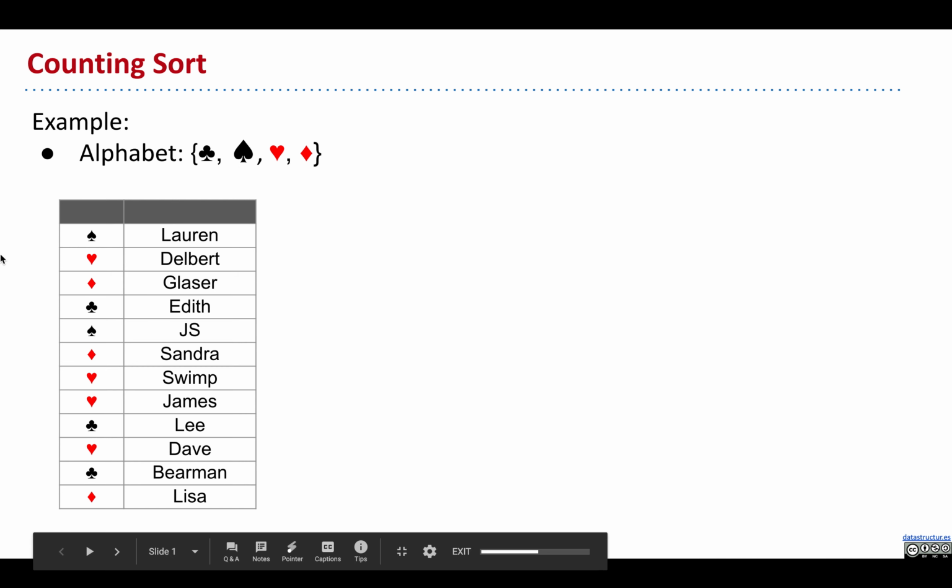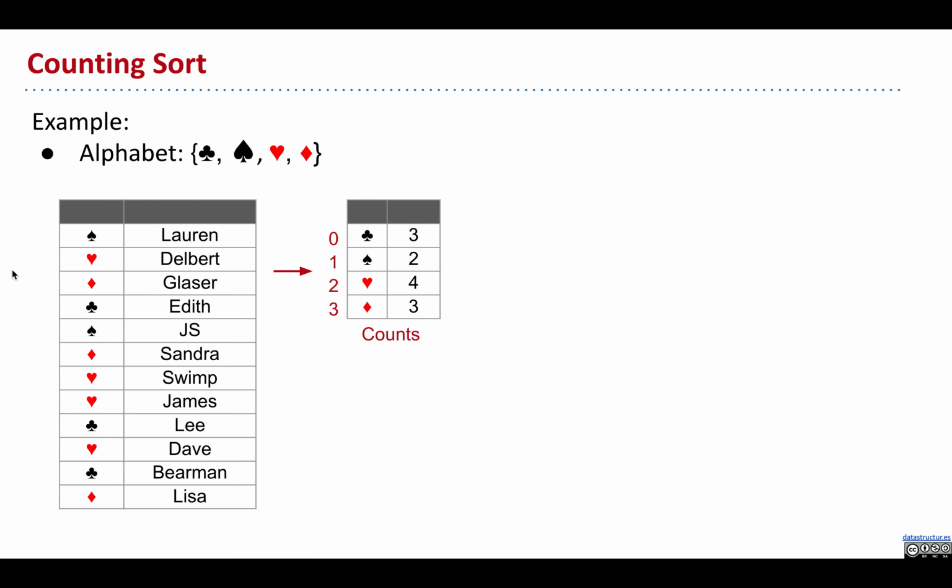Cool. Okay, counting sort. So this is what we're going to start with, right? And then first we'll scan through in linear time and we'll get our counts, right? And we say, how many clubs are there? There's 3. How many spades are there? There's 2. How many hearts are there? There's 4. How many diamonds? There's 3, right?